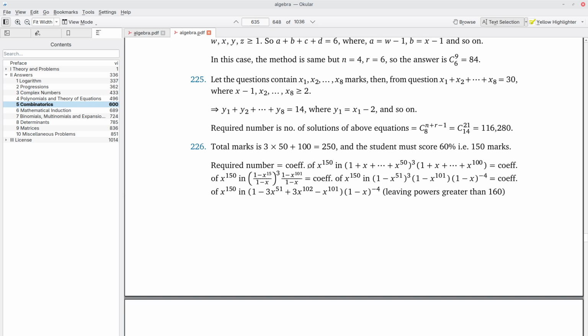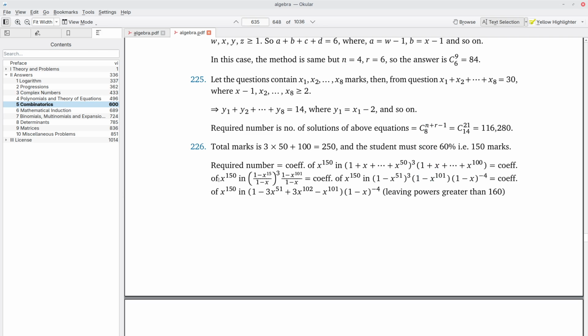So the required number is the coefficient of x to the power 150 in (1 + x + through x^50) cubed, where the powers of x represent marks. So the student can score 0 to 50 in 3 papers. That is why we have cubed this. And in the 4th paper, a student can score from 0 to 100 marks.